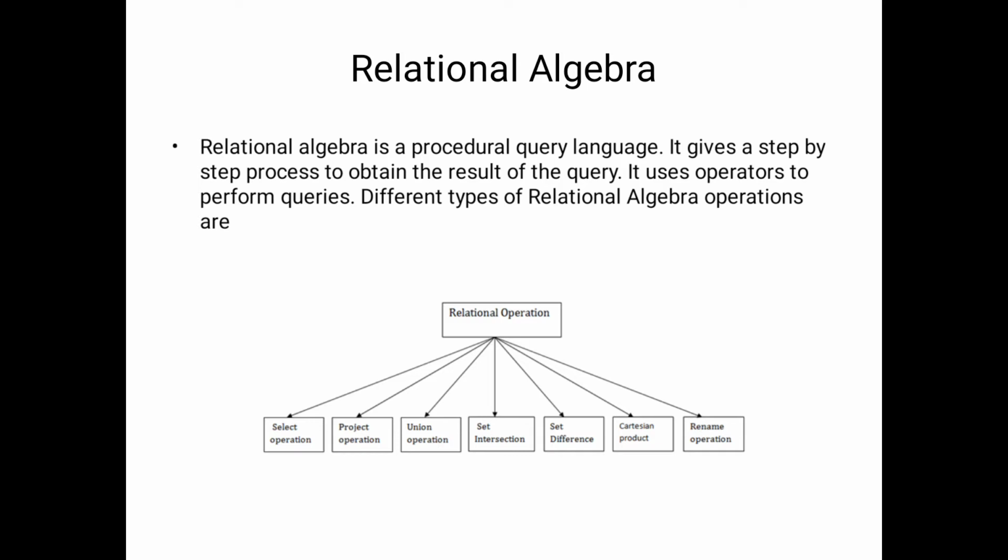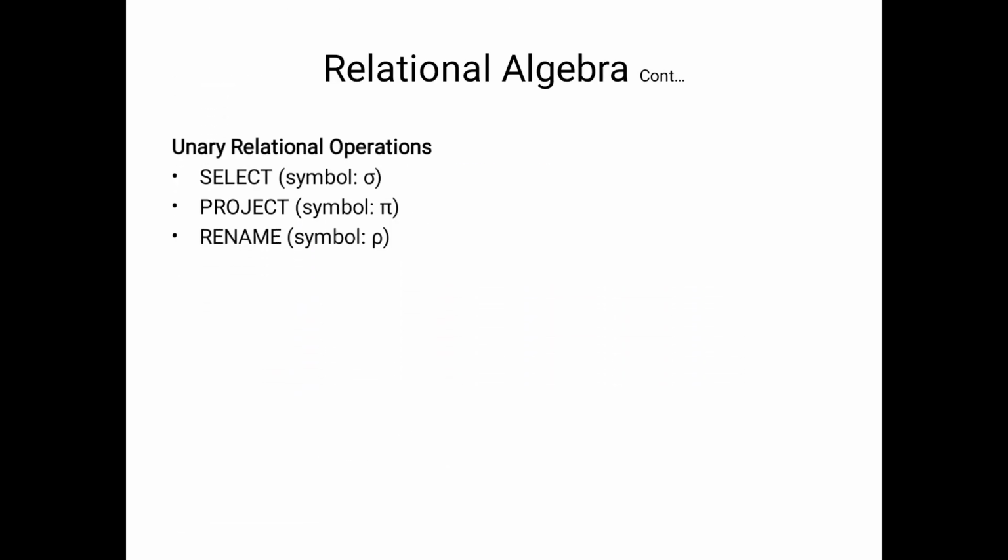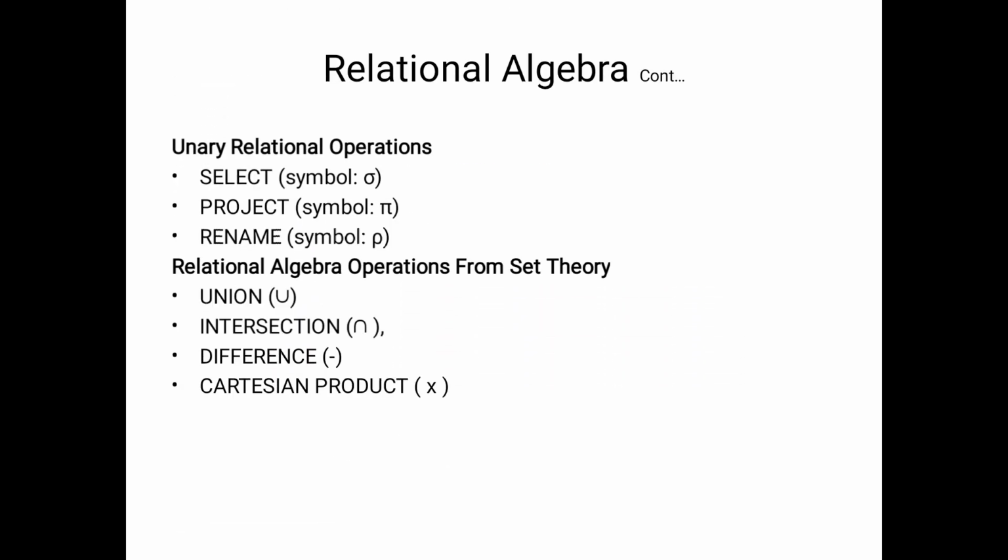Here we will consider the relational algebra operations in three categories. One is unary relational operations, the second is relational algebra operations from set theory, and the third is binary relational operations. Select, project and rename are under the category of unary relational operations. Union, intersection, difference and Cartesian product are under relational algebra operations from set theory. Finally, join and division are the examples of binary relational operations.